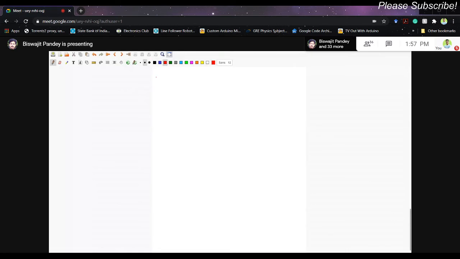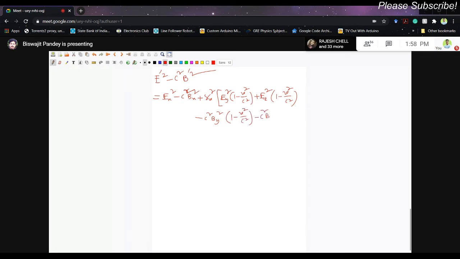Now if we simplify it, so E prime square minus C square B prime square is equal to Ex square minus C square Bx square, right? Plus gamma V square, and then we shall take Ey square, Ez square common. If I take Ey square common, I will have again 1 minus V square by C square, similar to the previous formula. And if I then take Ez square common, you can check it later, 1 minus V square by C square, which I have left in the previous page. And then you can take C square By square common, you will have another 1 minus V square by C square factor. And the last one is C square Bz square, will have again 1 minus V square by C square. So you can see this 1 minus V square by C square is nothing but 1 by gamma square, so those will be cancelled out.